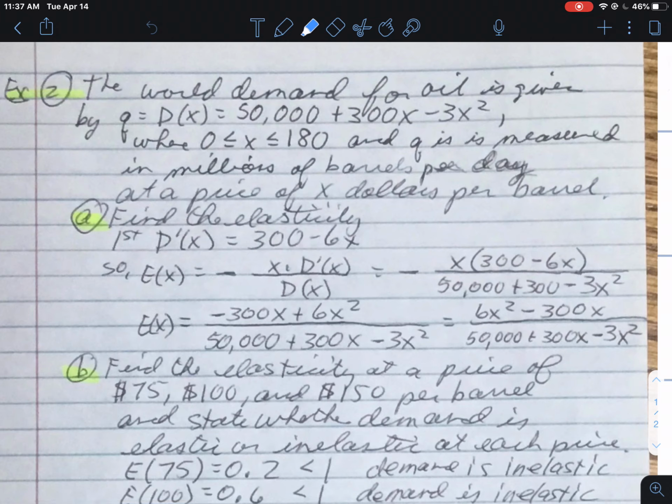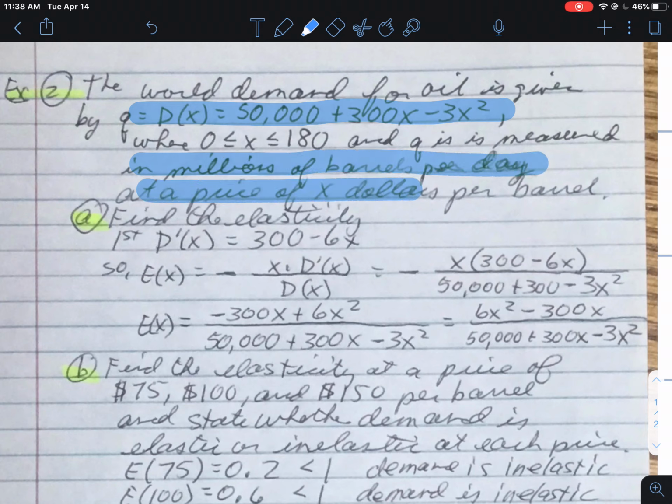Here's another example, a little more interesting. The world demand for oil is given by this function Q or D of x, where x is between 0 and 180. Q in this case is measured in millions of barrels of oil per day at a price of x dollars per barrel. So I've got millions of barrels of oil per day at a price of x dollars per barrel, and there's our demand function. How many barrels of oil would we expect to sell?